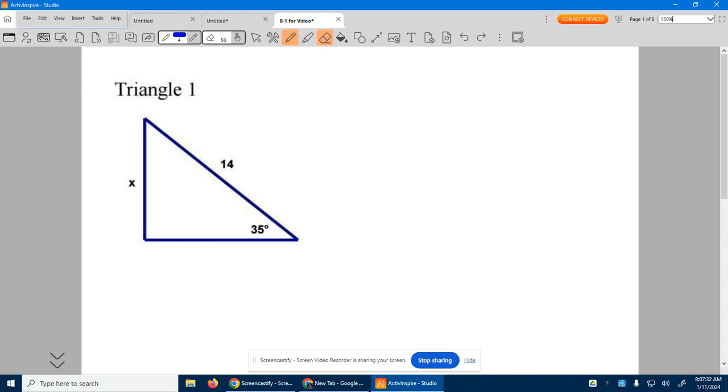Right, let's look at this right triangle. We have 35 degrees in one corner. We have the side across from that 35 over here, which means it is called our opposite side. And then here's where our 90 degrees is.